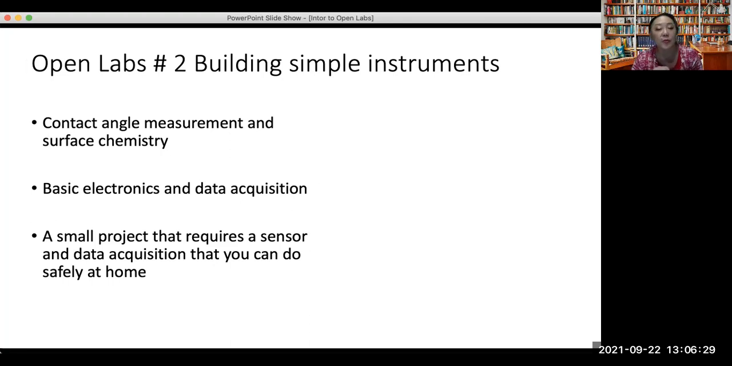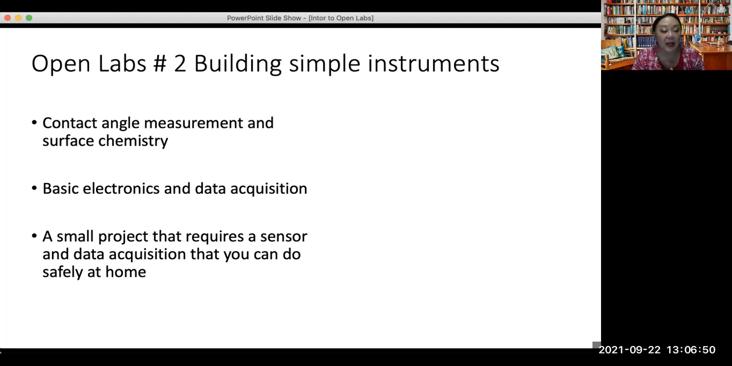And so it's important to be able to learn how to do simple building. So you will learn some basic electronics and basic data acquisition. We'd like you to be able to get a little measurement and get the data into the computer without having to furiously take down numbers as a function of time.